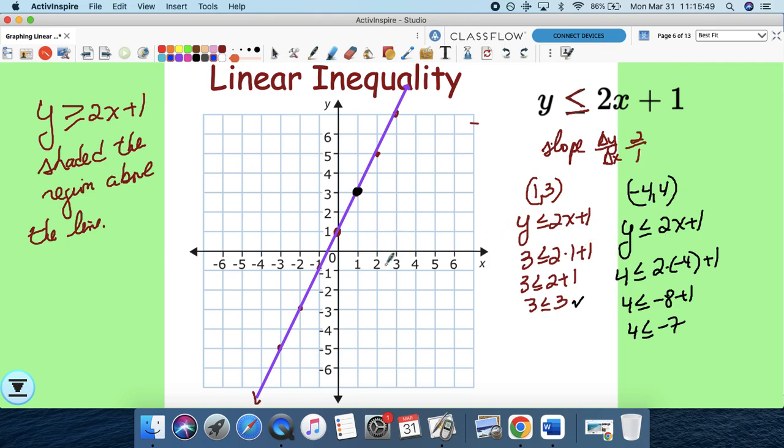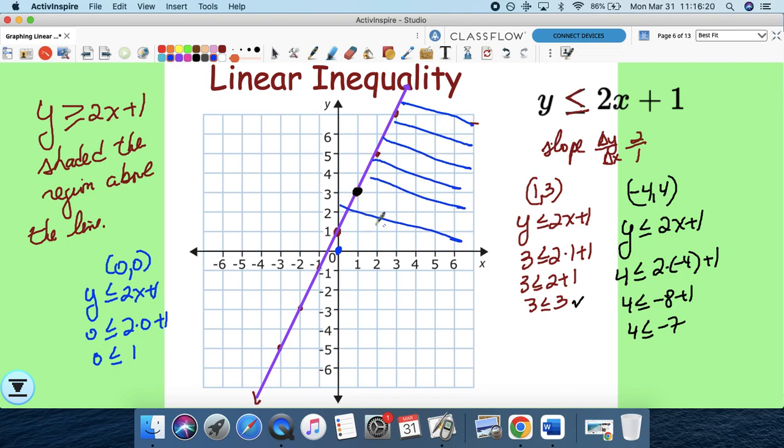That's going to be our solution, but we're going to test. Okay, and I'm going to pick a point. Usually the easiest point is the point 0, 0, because then it makes life easier. So let's take the point 0, 0 and test it. y is less than or equal to 2x plus 1. 0 is less than or equal to 2 times 0 plus 1. Is 0 less than or equal to 1? Yes, it is. It makes that inequality true, which means we want to shade the area below the line.